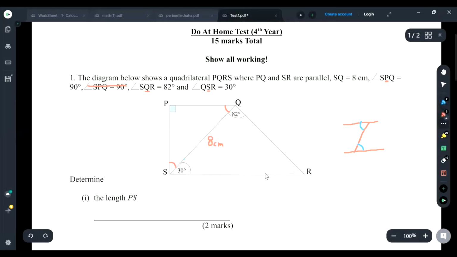that we're looking at an alternate angle. So this angle here is the same as this angle there. And that's only because PQ and SR are parallel. This happens. So we have 30 degrees here. Is there something else you could have done to find this?